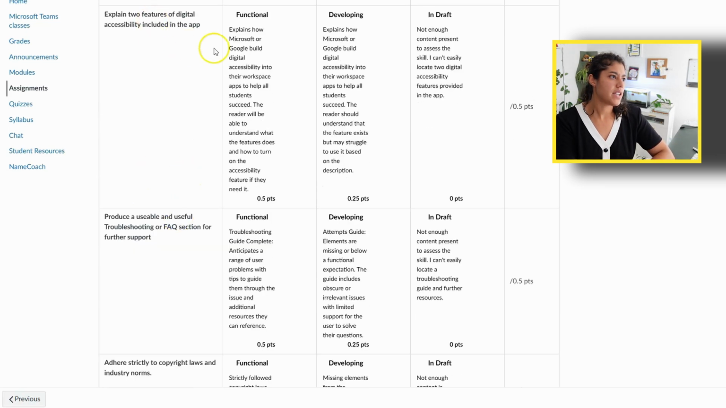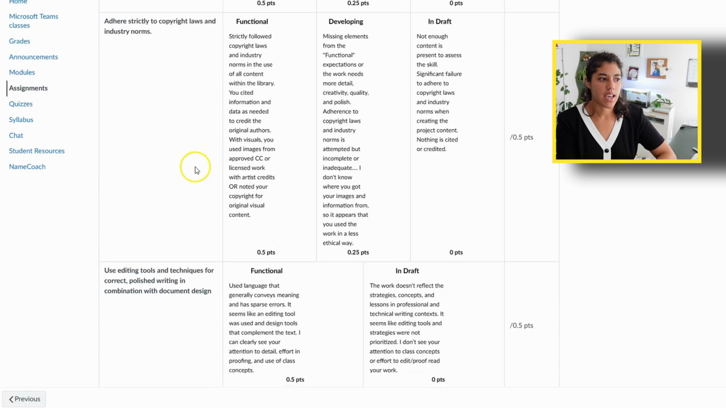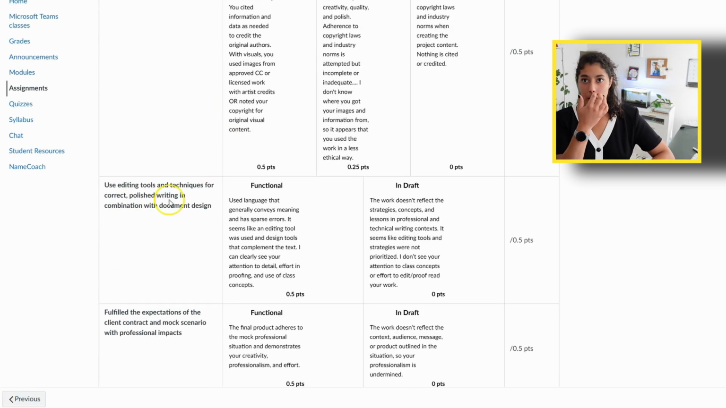And then at the end, after the main skills, I had, did you use editing tools and techniques? And that was just a functional or like 0 points, basically. Like it's either, yeah, cleanly written and all that kind of stuff, or it's not.